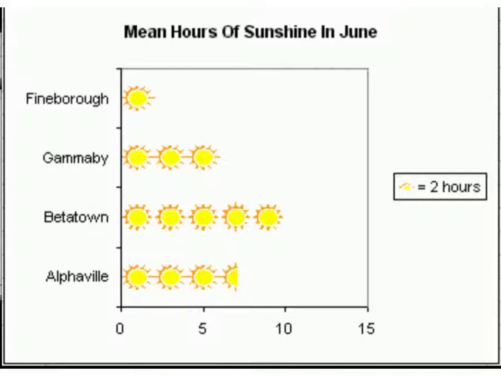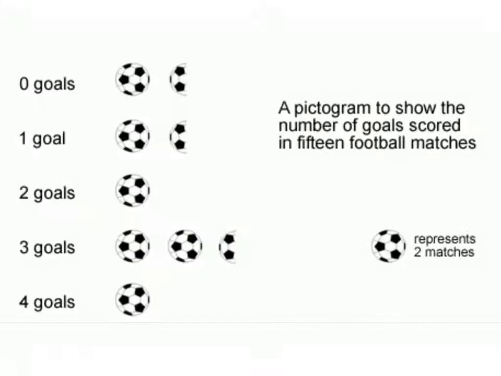Now you might be asked a question about how much more sunshine do they get on average at Beatertown than Alphaville. So if you look, you've got 2 extra sunshines, or 2 against a half. So you've actually got 1.5 more sunshines than you had at Alphaville, and half a sunshine is worth 1 and the extra bit is 2, so that's 3 altogether.